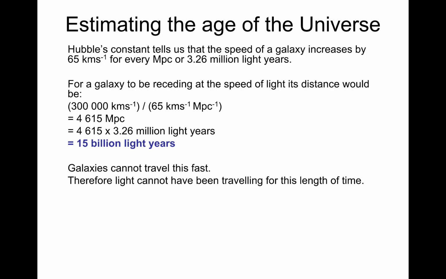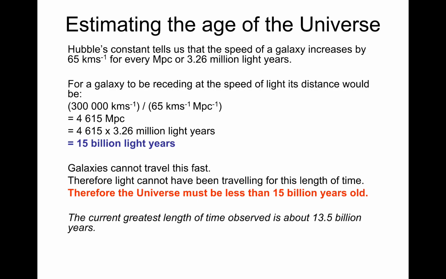Galaxies can't travel that fast, therefore light cannot have been travelling for this length of time. So the universe must be less than 15 billion years old. Current greatest length of time is observed to be about 13.5 billion years. And what I'm going to show you next is how we can calculate that value.